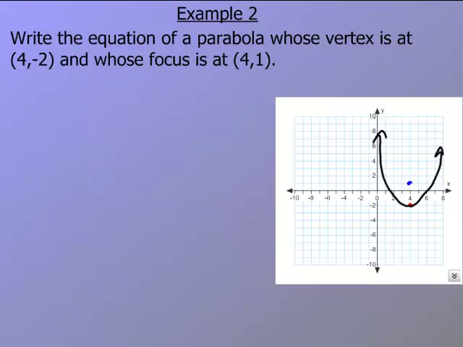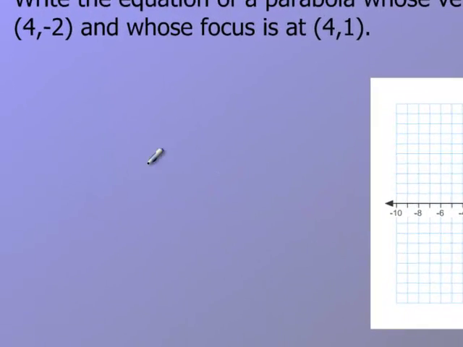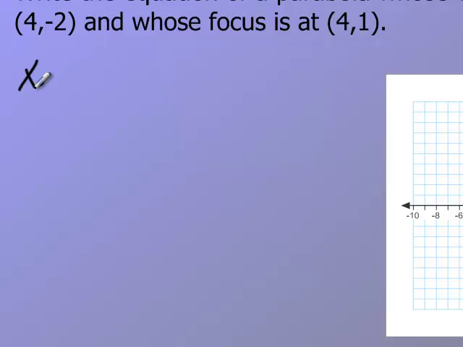And the reason I want to know that is because I want to know which of the two equations I want. Do I want the vertical or the horizontal? And plus it's going to tell me what the sign of the p is. In this case, since it's opening up, my p value is going to be positive. So because this is a vertical parabola, we're going to be using the (x minus h) squared equals 4p and then (y minus k).